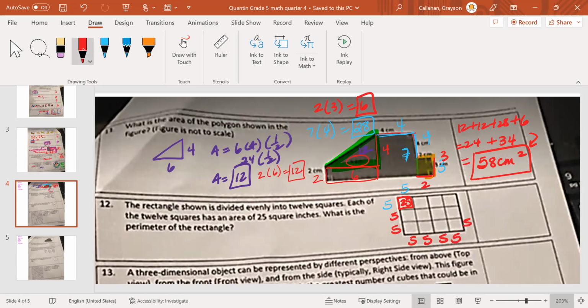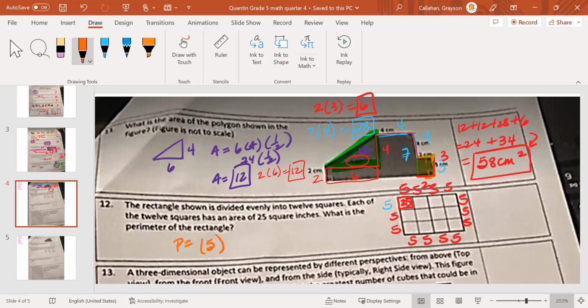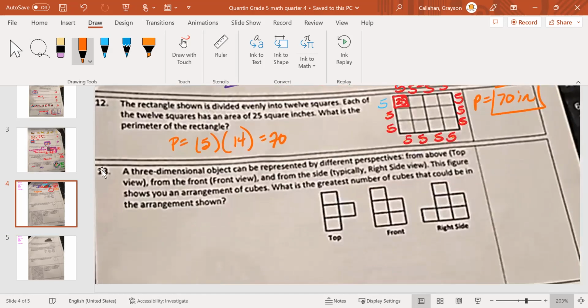You're going to write it around the rectangle. How many 5s do you have there? 1, 2, 3, 4, 5, 6, 7, 8, 9, 10, 11, 12, 13, 14. So 14 times 5. What's 5 times 14? 70, which is inches. That's your answer. Okay. Number 13. Go ahead.